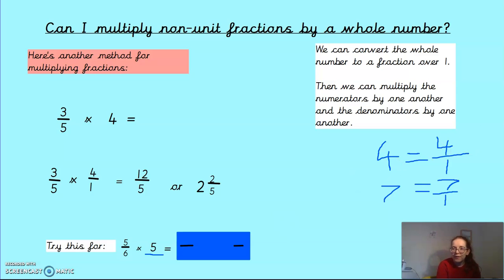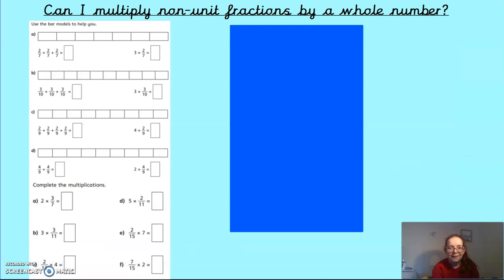Okay, let's reveal that answer for you this morning. It should be 25 over 6, or 4 and 1/6 if you change it to a mixed number. Hopefully you spotted that what you needed to do is put 5 over 1. So 5 times 5 is 25, and 6 times 1 is 6. All right, let's carry on, guys.